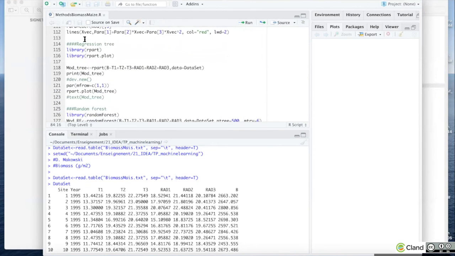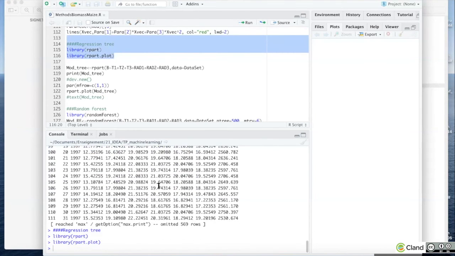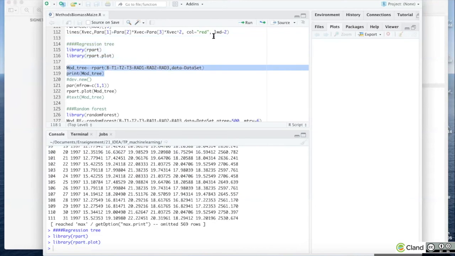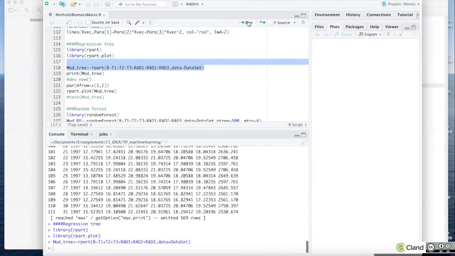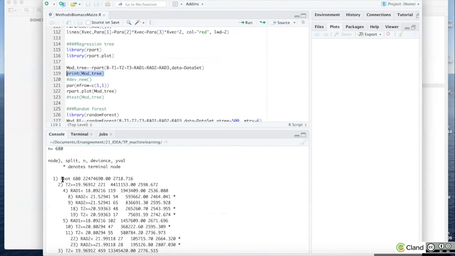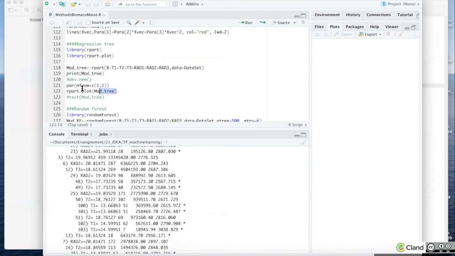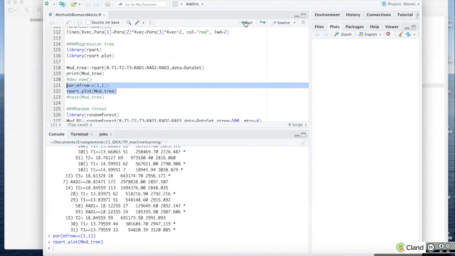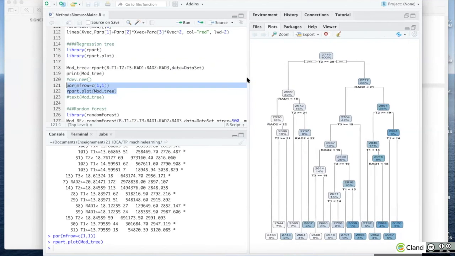And now we have the part dealing with the tree. So here I will read the package. And then I can train a tree. You see it very fast. I can print the tree on the console. You see the tree here. This is all the characteristics of the tree with the threshold and the terminal node and so on. But it's of course not at all convenient to display the tree like this. It's much more convenient to plot the trees. And here you have the tree on the screen.